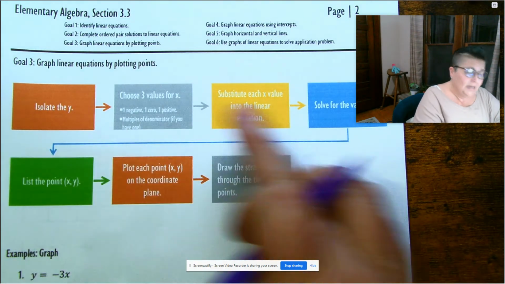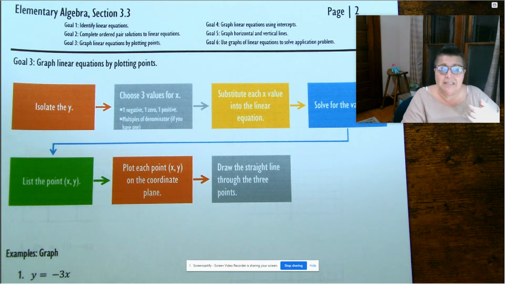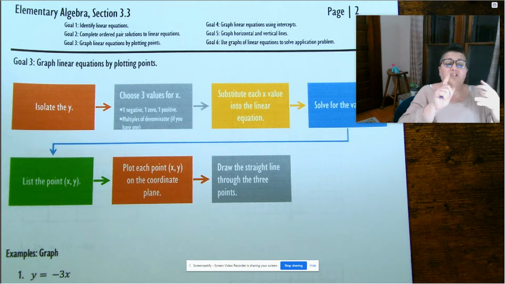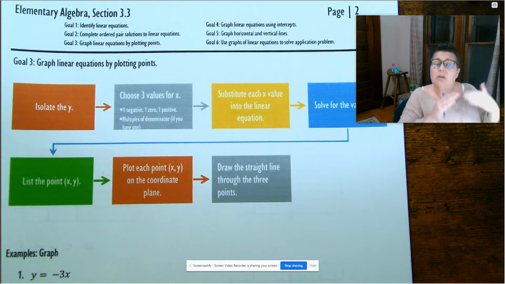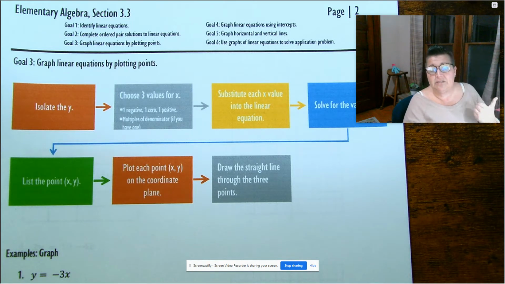So here I have outlined the steps. The first thing you want to do is isolate your y value. Then we're going to choose 3 values for that x. Normally we would choose one positive number, one negative number, and 0. Okay? If you've got a fraction, like we talked about last time, you want to use multiples of that denominator. Don't worry about the numerator, worry about the denominator. We're going to substitute in the x values to find the y values. This is going to give us the point xy. Now we're going to plot each one of those points and draw the straight line through those 3.